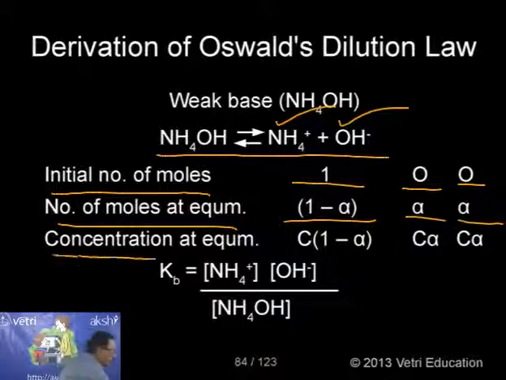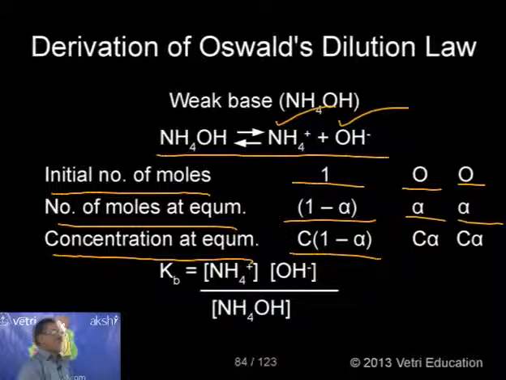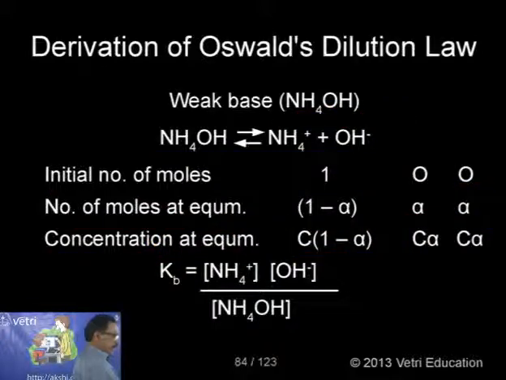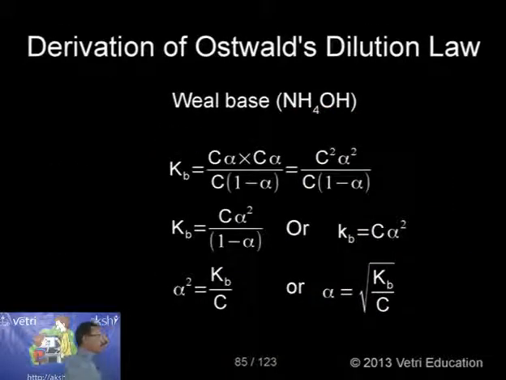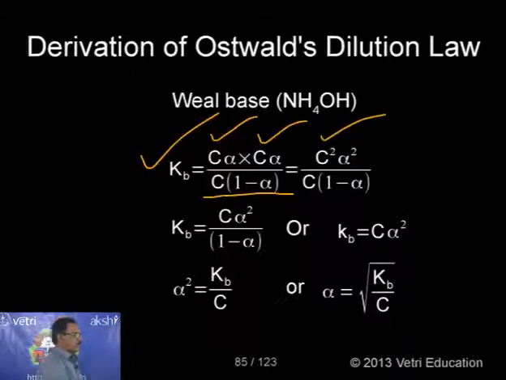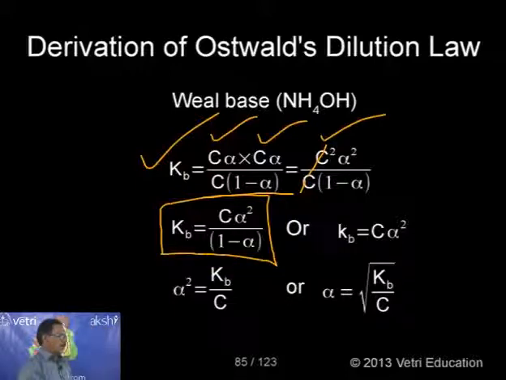Now, the concentration at equilibrium, as usual, is C into 1 minus alpha for the unionized ammonium hydroxide, C alpha for the ionized ammonium ion, and C alpha again for OH minus. As usual, we know from the law of mass action, Kb equals ammonium ion into OH minus ion divided by ammonium hydroxide. So substituting these values for the weak base, Kb equals C alpha into C alpha divided by C into 1 minus alpha. C alpha into C alpha is C squared alpha squared, so C cancels. So we get Kb equal to C alpha squared divided by 1 minus alpha.